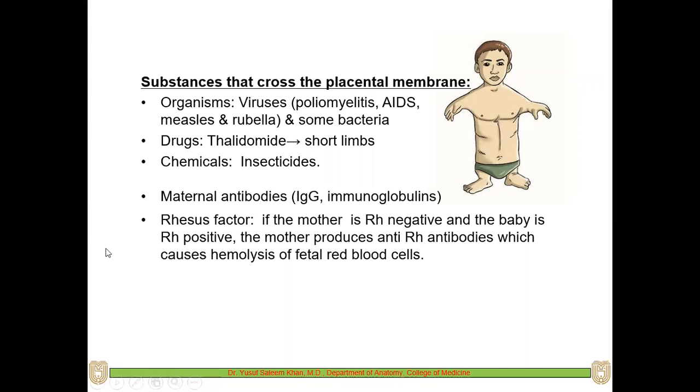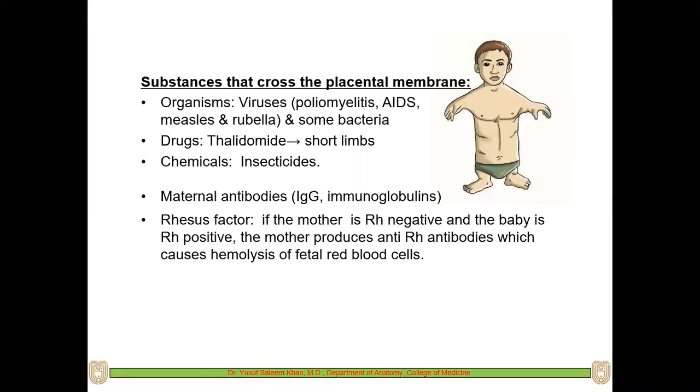Then there is also something called the rhesus factor. You might have heard, whenever they say blood group, they say O positive, O negative, A positive, A negative, AB positive, negative. What is the positive and negative? That is called the rhesus factor. Especially if the mother is RH negative, O negative or AB negative, A negative, and the baby is RH positive, A positive, O positive, something like that. Mother is negative and the baby is positive.